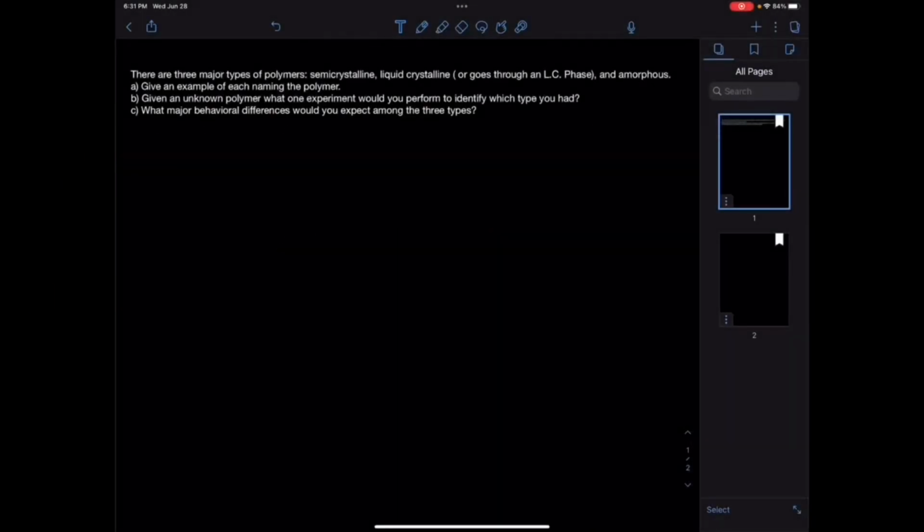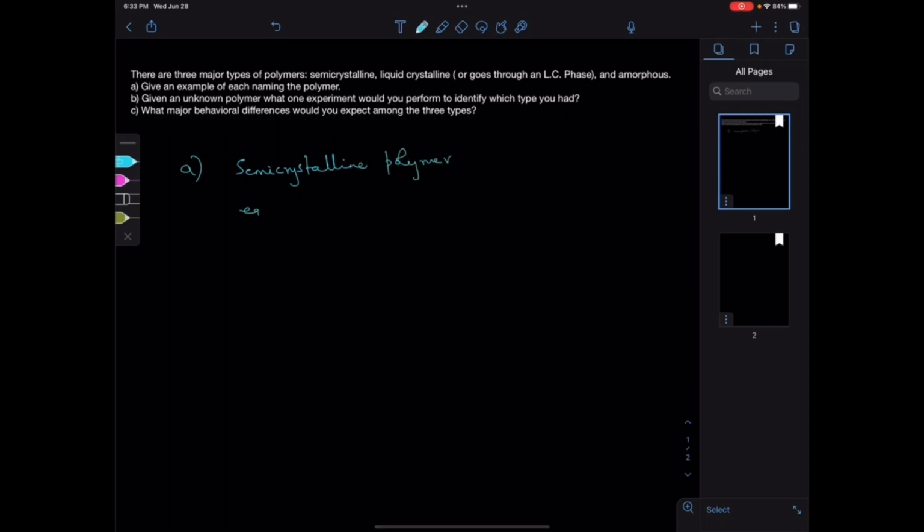There are three major types of polymers: semicrystalline, liquid crystalline, and amorphous. Give an example of each naming the polymer. Given an unknown polymer, what one experiment would you perform to identify which type you had? What major behavioral differences would you expect among the three types? For part A, an example of a semicrystalline polymer would be polyethylene. So polyethylene is semicrystalline at room temperature.